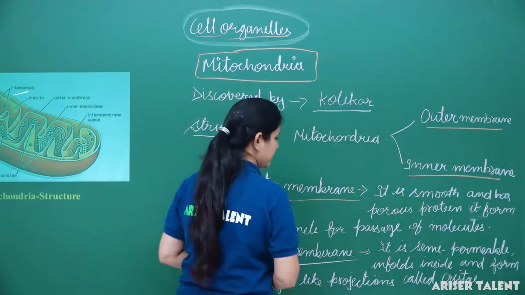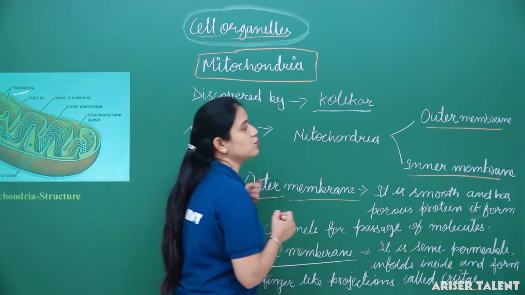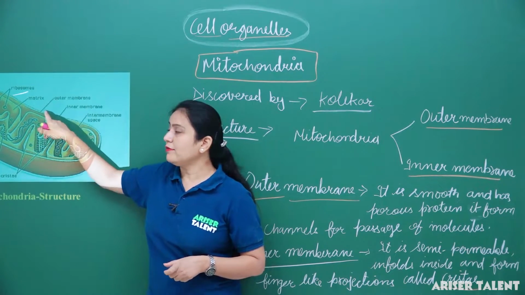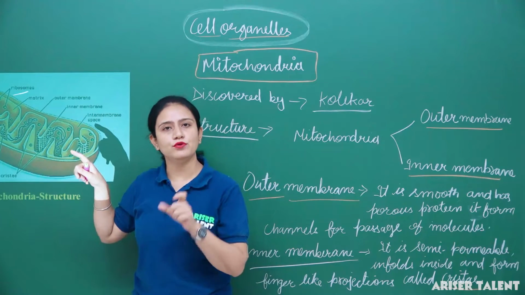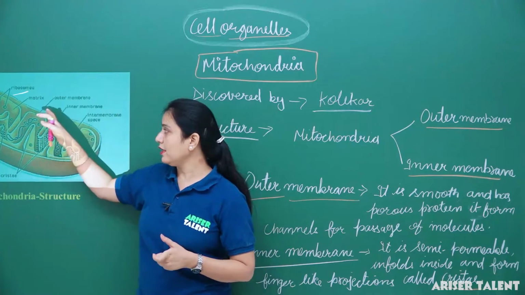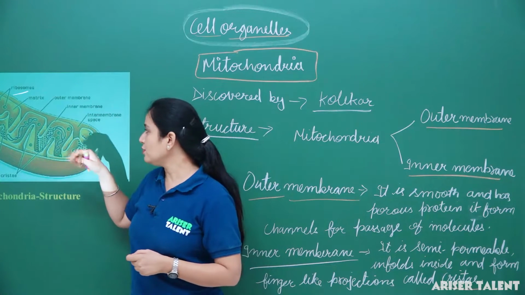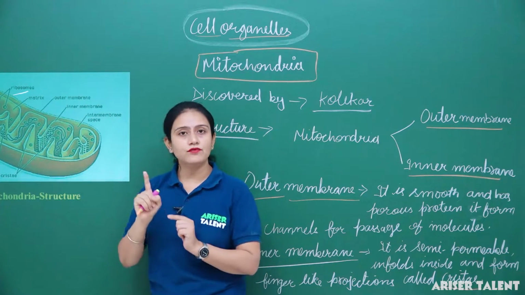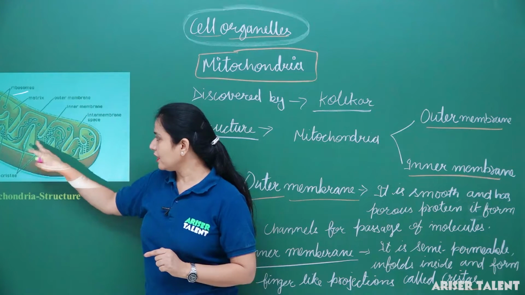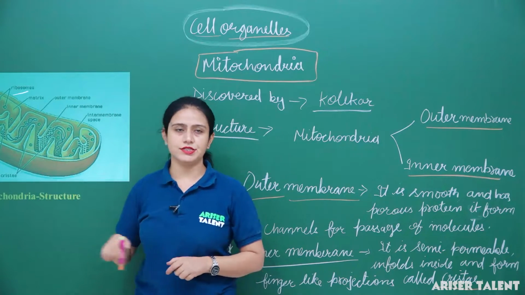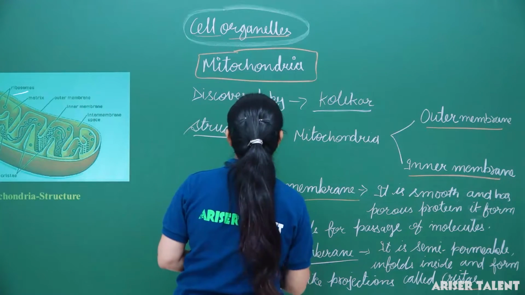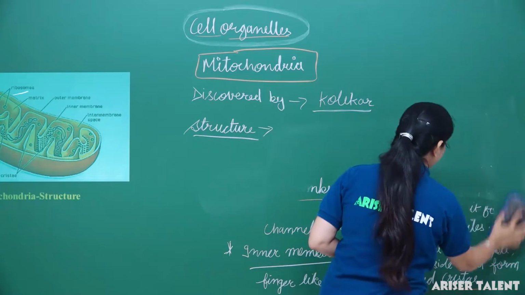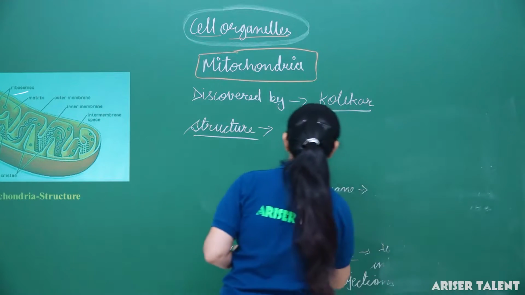Okay, so hope it is clear that mitochondria has two types of membrane, outer membrane and inner membrane. The outer membrane is smooth and it is made up of porous protein which can make channels for the exchange or passage of molecules. Then inside, the inner membrane enfolds and forms finger-like projections. These are called cristae. We have talked about the membrane, now we will talk about cristae.